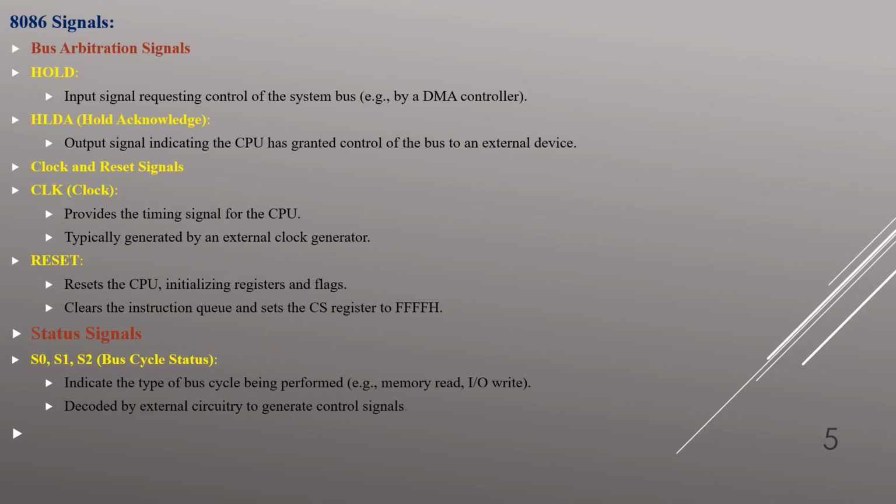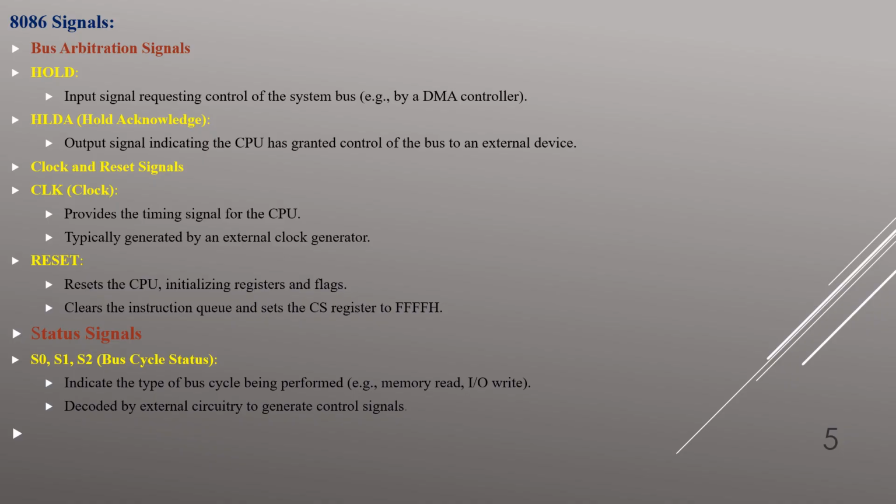Now, the next is bus arbitration signals. The first is the hold request pin, an input signal that requests control of the system bus, typically used by a direct memory access controller, that is the DMA controller. Next one is HLDA, hold acknowledge, an output signal indicating that the CPU has granted control of the bus to an external device. When this pin is asserted, it confirms to the requesting device that it can proceed with its operation on the bus.